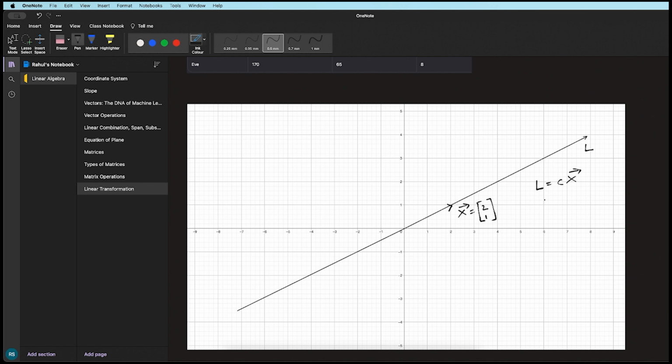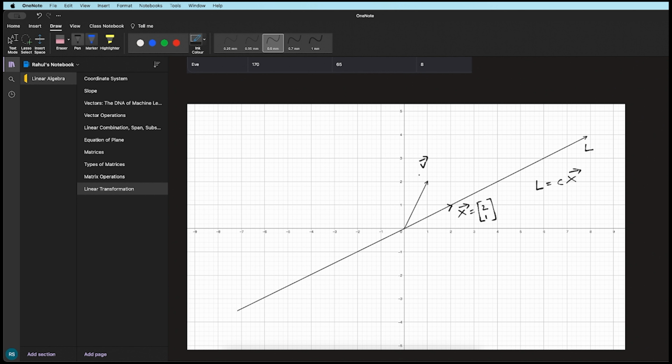Why a scaled version of vector x? If I increase the value of c or decrease the value of c, I can reach any point on this line. So that's why I have written it as a scaled version of x. Now there is another vector, and suppose this vector is denoted by vector v.